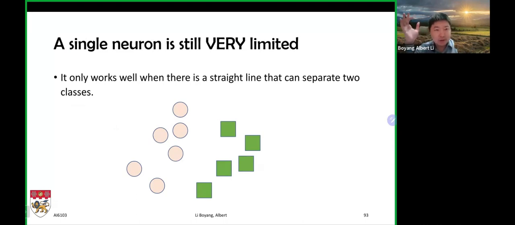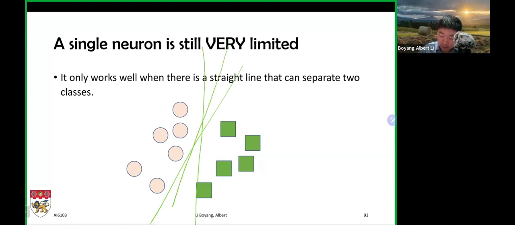Okay, so that basically concludes our discussion on logistic regression, which is like a single neuron in a gigantic neural network. A single neuron is still very limited, and it only works well when there is a straight line that can separate these two classes, right? So the decision boundary, as we mentioned, is still a straight line. In this case, you have multiple straight lines that all work equally well, at least on the training set. I've drawn three lines, and they all separate the training data perfectly.